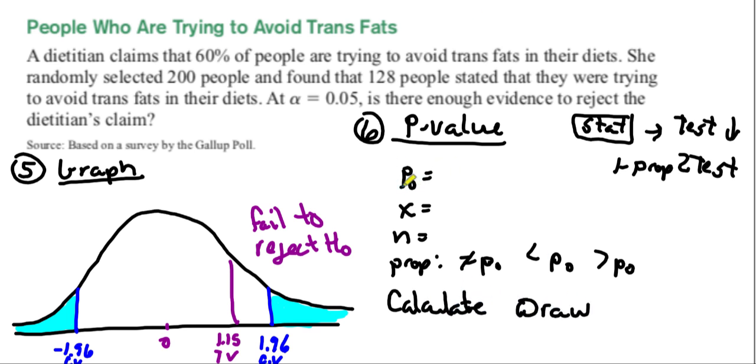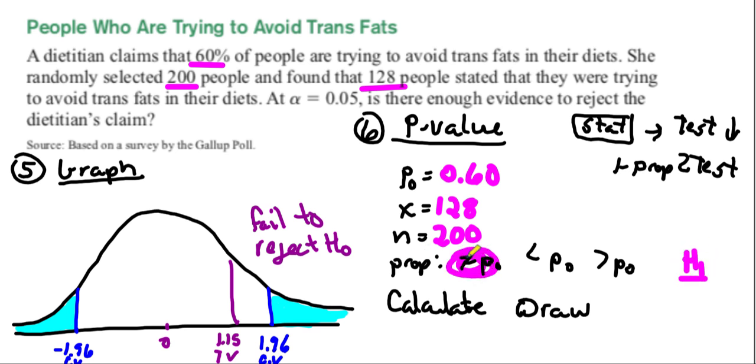And then what you need to do is just plug in the information given in the problem. P0 stands for the population proportion, which is 0.60, or you can find that in your null hypothesis. X is the number of successes in your sample. N is your sample size. And then you look at your alternative hypothesis to figure out which one of the following to highlight. In this case, not equal to. And then we push calculate.